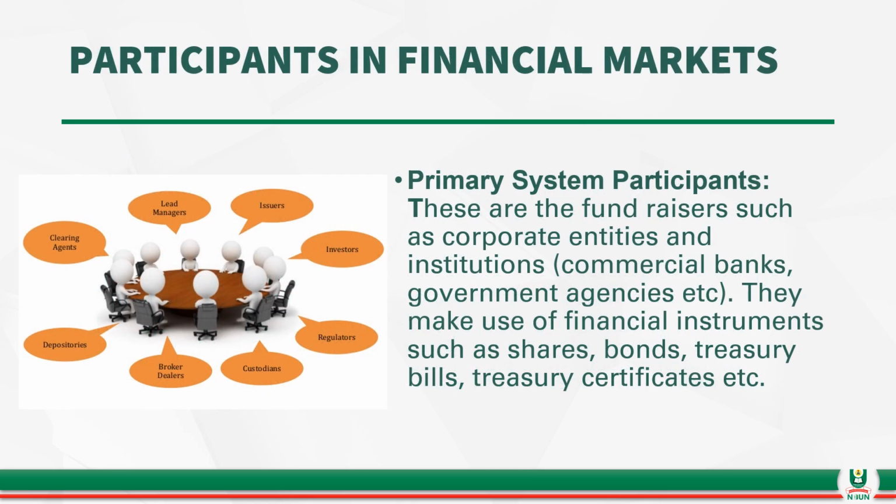There are primary system participants. These are the fundraisers, such as corporate entities, institutions like the commercial banks, and government agencies. They make use of financial instruments such as shares, bonds, and treasury bills. They are the intermediary between the surplus unit of the economy and the deficit unit of the economy in the transfer of funds.